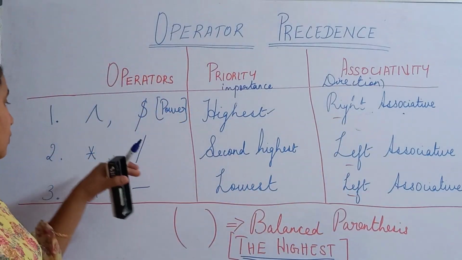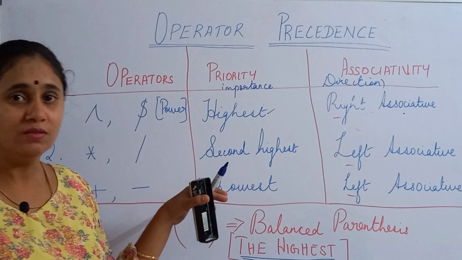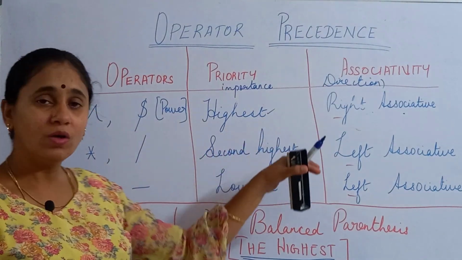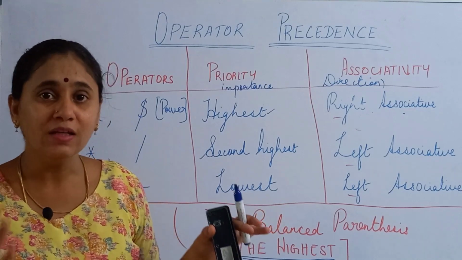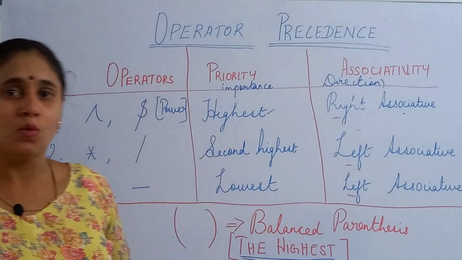Now for multiplication and division, what is the priority given? The priority is the second highest after the exponent operator.